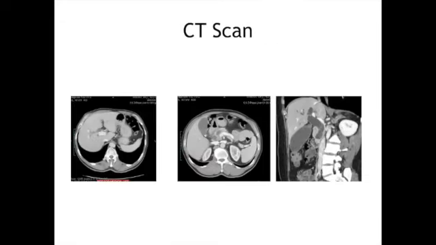The CT scan is the most commonly used investigation in patients with lower bile duct obstruction, where you can actually see the double duct sign. The middle picture shows a dilated pancreatic duct and bile duct. That is the double duct sign which you can get in carcinoma of the head of pancreas.